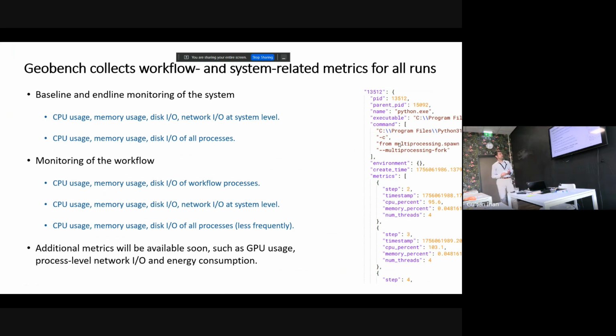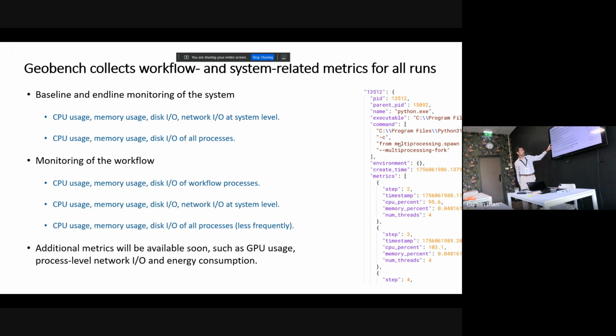What we collect. The system does a baseline monitoring and end-line monitoring, which means monitoring before the testing starts and after the testing. In that case, we are collecting metrics at the system level. So we are measuring everything that is taking place. And we are also measuring all the processes that are running at that time. That means that all idle, background or active tasks that are running are recorded.